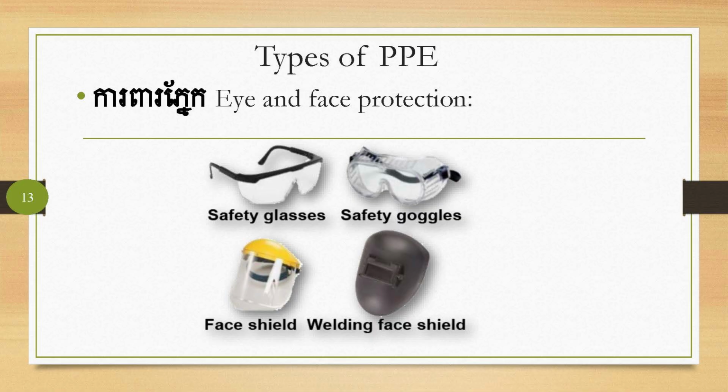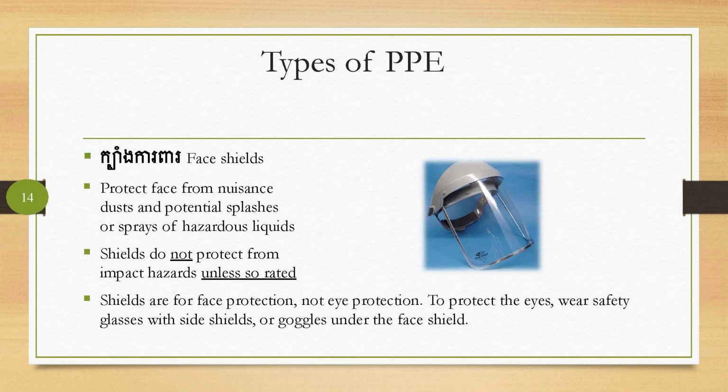13. Eye and face protection. Safety glasses and goggles. Face shields and welding face shields. 14. Face shields. Face shields protect the face from nuisance dust and potential splashes or sprays of hazardous liquids. However, they do not protect from impact hazards unless rated for such. To protect the eyes, one must wear safety glasses with side shields or goggles under the face shield.